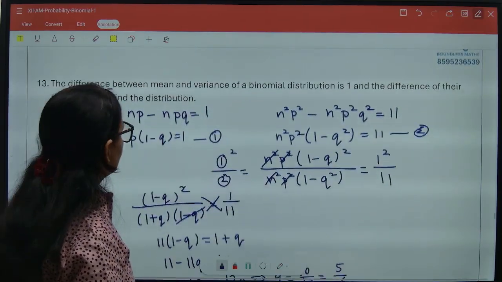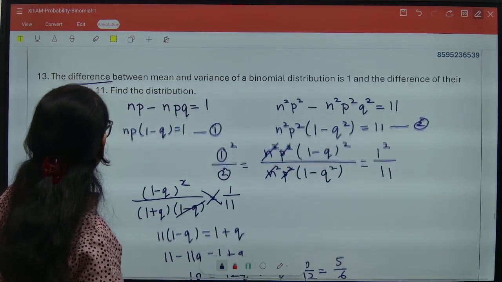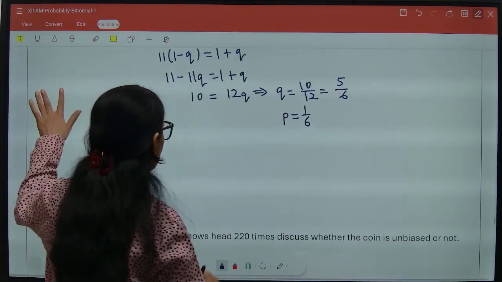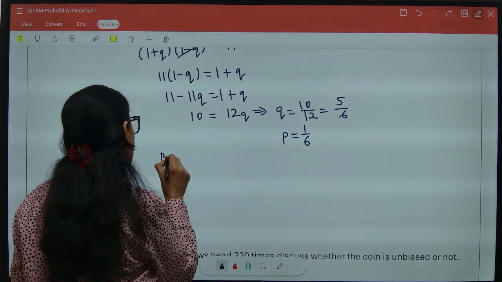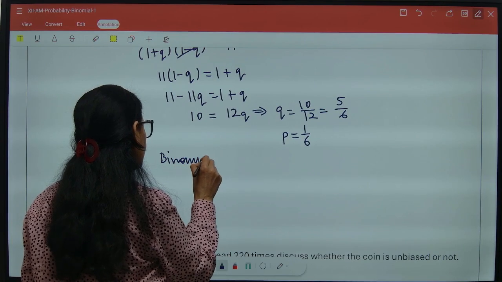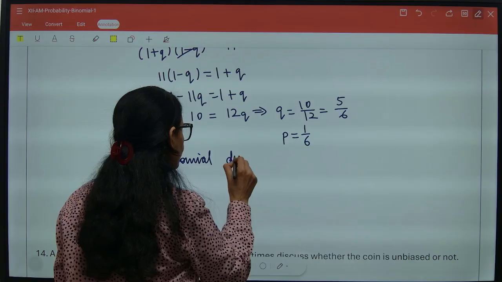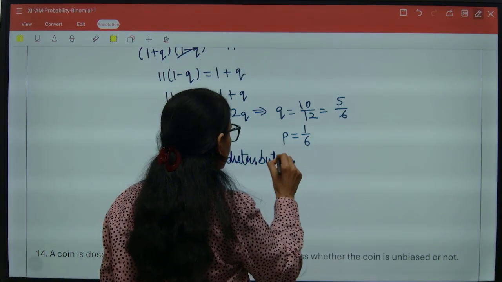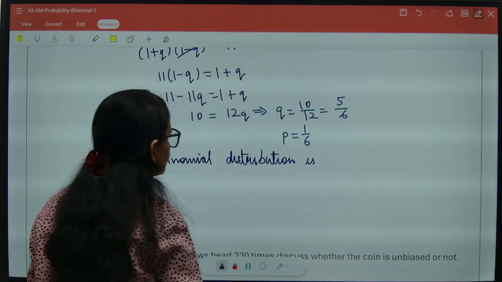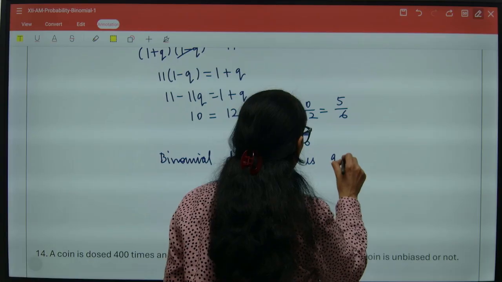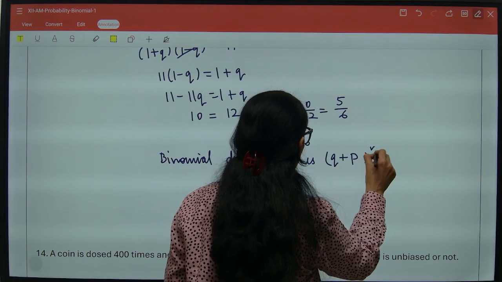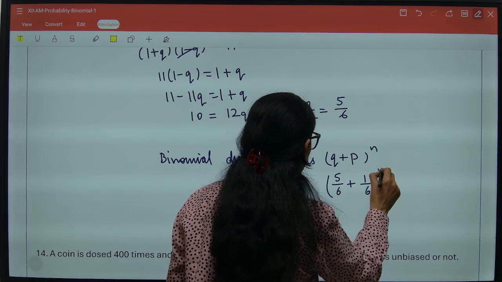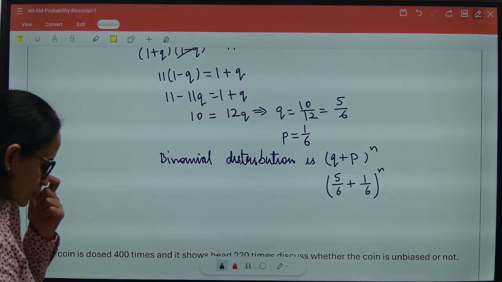Now what is needed? Find the distribution. If the question says find the distribution, how do we write? So we just write that the binomial distribution is always q plus p whole to the power of n. That means 5 by 6 plus 1 by 6 whole to the power n in this case. So this is the binomial distribution.